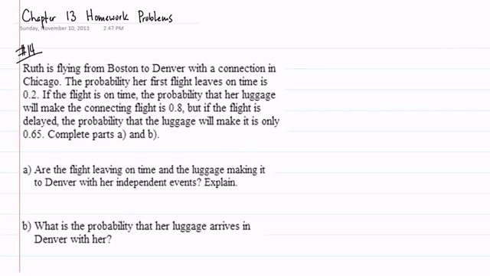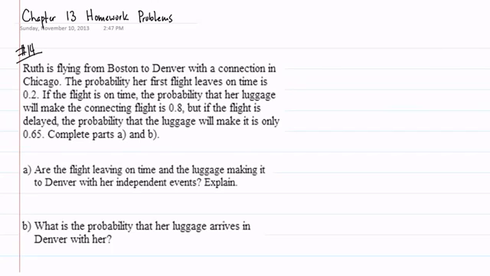It says, Ruth is flying from Boston to Denver with a connection in Chicago. The probability her first flight leaves on time is 0.2. If the flight is on time, the probability that her luggage will make the connecting flight is 0.8. But if the flight is delayed, the probability that the luggage will make it is only 0.65. And it has two parts.